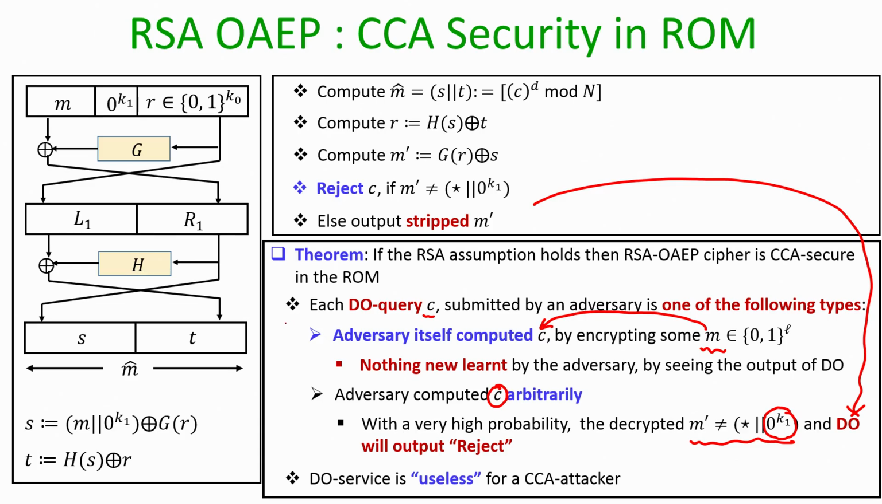So, in summary, what we can say is that if we use the RSA encryption process, then it is very unlikely that the decryption oracle service is going to be useful for the adversary, because if the adversary submits decryption oracle queries of type 1, it learns absolutely nothing, whereas if it submits decryption oracle queries of type 2, then with very high probability they are going to be rejected by the decryption oracle service, and we are back to the CPA world where we had already seen a high level overview of why the scheme is CPA secure.